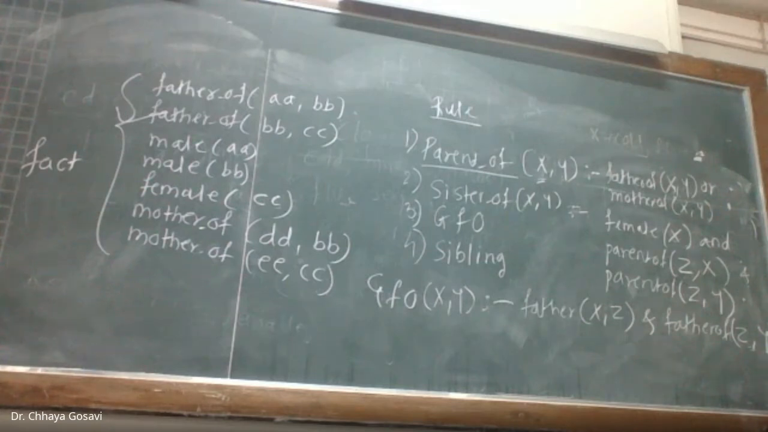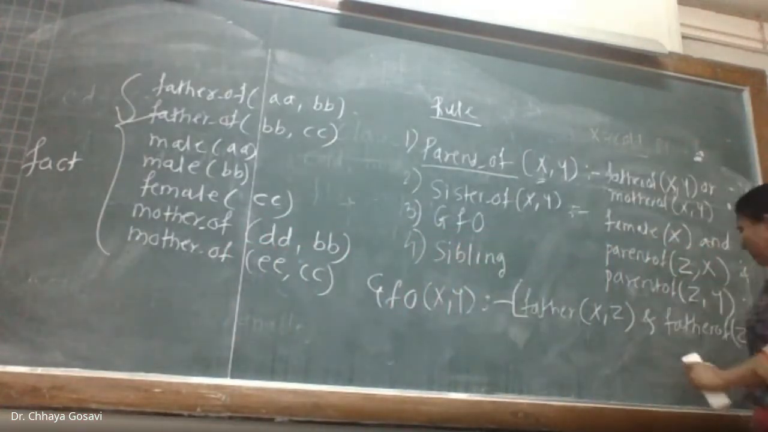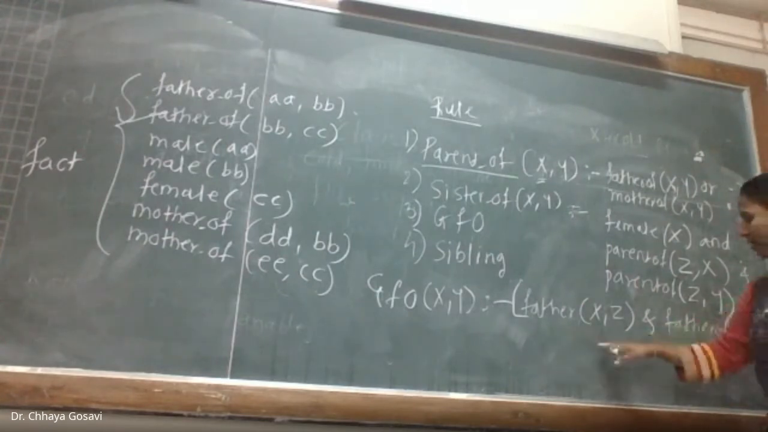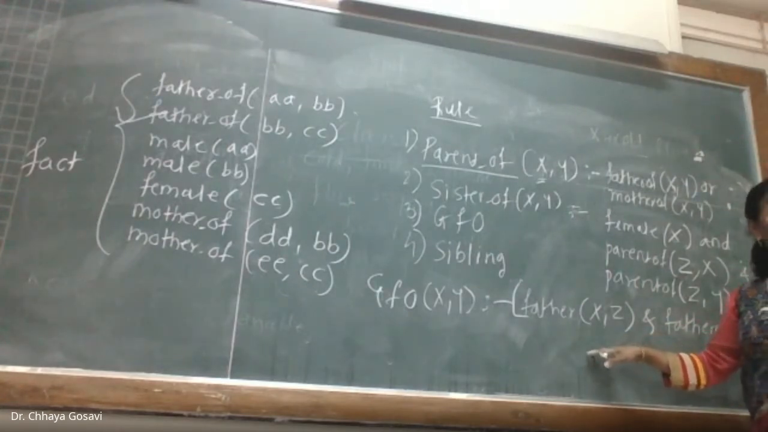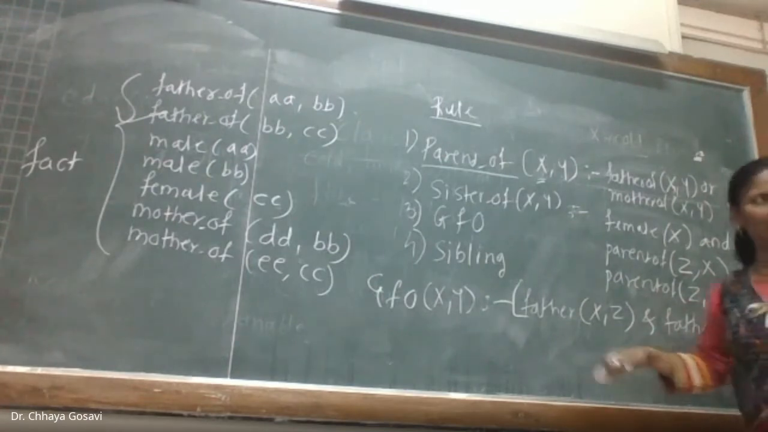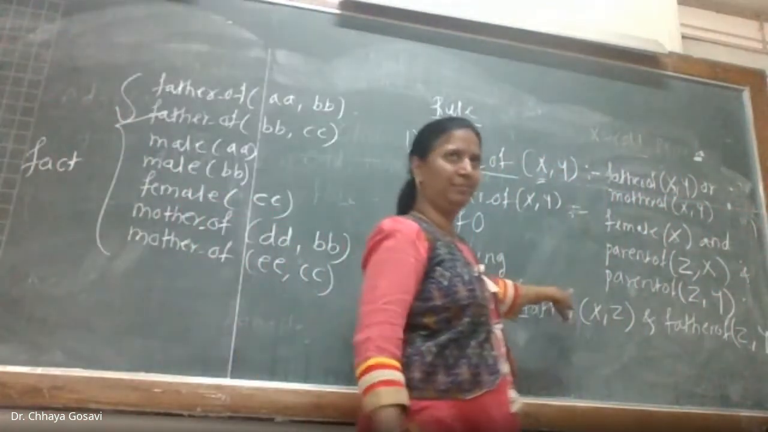So in that case, you can say parent of X comma Z and parent of Z comma Y. So it will include father or mother. This is one query. Or here, you can write father of X comma Z. Parent instead of mother or father. This can be a parent.